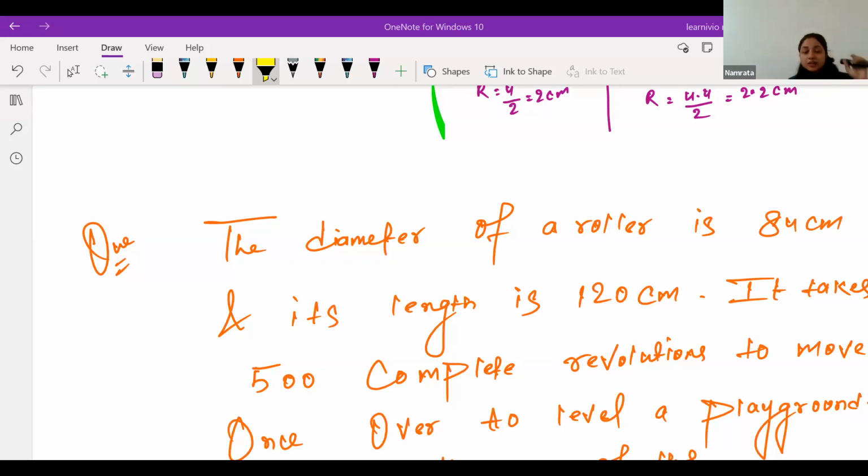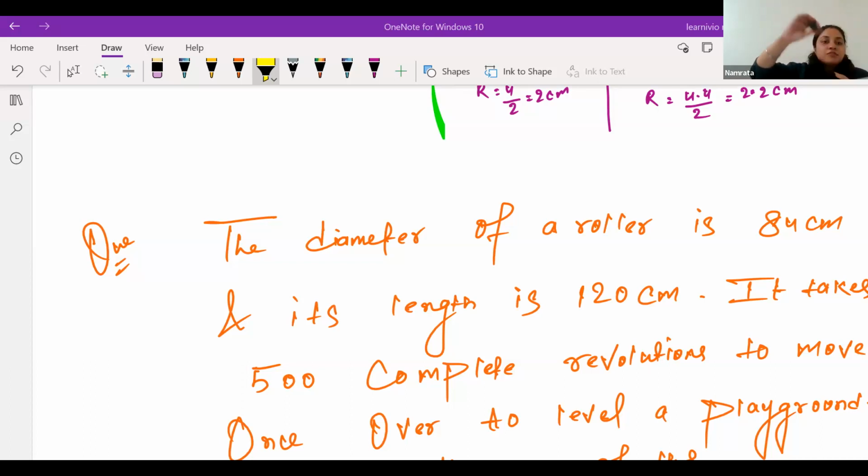So a roller is there. Obviously the shape of the roller is cylindrical, where the diameter of the roller is given and the length of the roller is given. It takes 500 complete revolutions to move once over a level playground. So a playground is like this. On this one, we are going to move the roller. Maybe I will be moving on this surface. It will make sense to you. So this way, we are going to roll it. How many times do we have to roll it? 500 times we have to roll it, and then we can say over. We have rolled it completely.